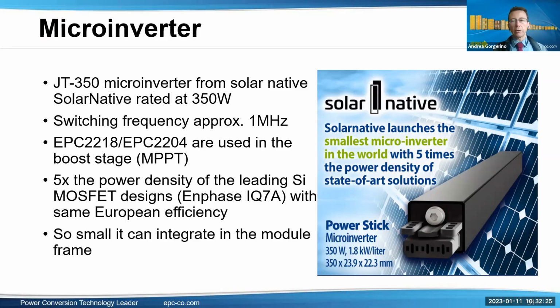European is basically the averaging method for measuring efficiency. One of the reasons they went this way is they were able to make such a small frame for the inverter. You can see here it is basically 350 by 25 by 22 millimeters, so kind of long, but very small. And the idea was to be able to integrate it into the module frame. So, another interesting example where GaN can add value in solar systems.